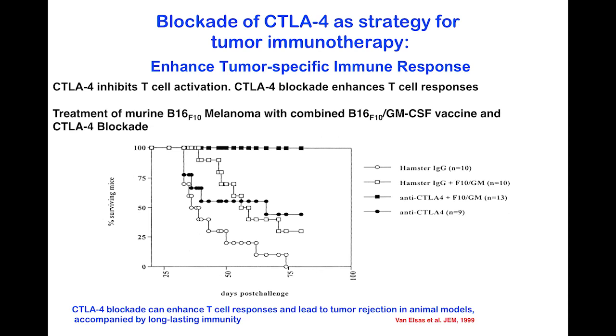So you can see that if you implant these tumors and give a control hamster antibody, these animals all die. If you give anti-CTLA-4 alone, about half of these animals, 40%, will survive for a long period of time. If you give the vaccine alone, you can have some benefit, but the exciting part was that by this combination, you could see a long-term benefit in these animals. And so this work showed that CTLA-4 blockade had the potential to enhance T-cell responses and lead to tumor clearance in animal models that could be accompanied by long-lasting immunity.